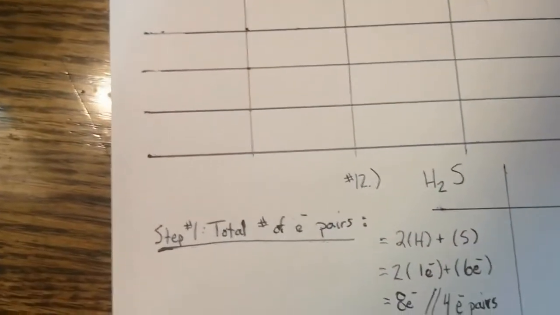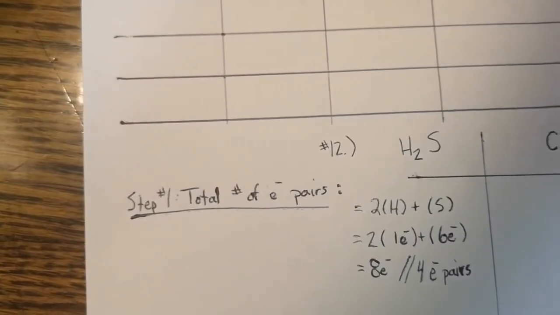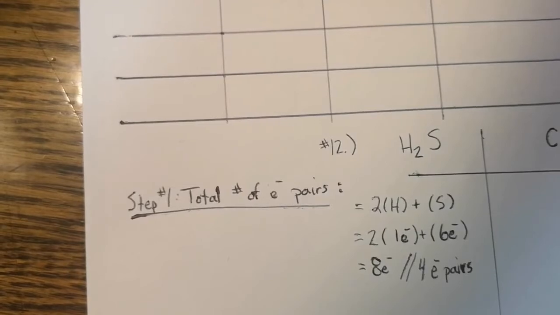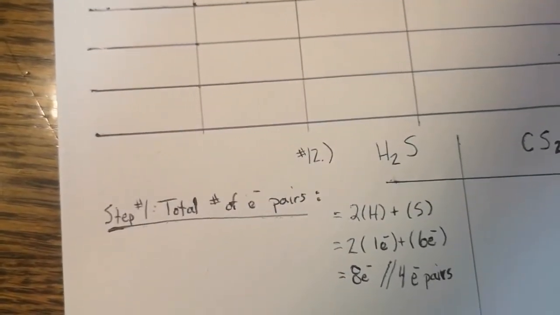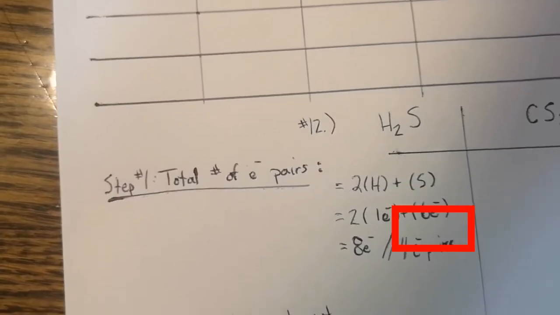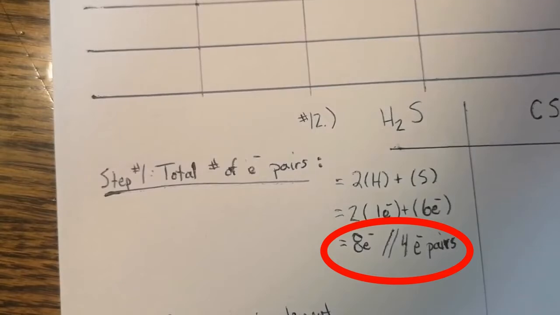So if we were to look at the diagram, the first thing we need to do to draw a diagram, such as question number 12 in the last assignment, is, step number 1, total up the number of electron pairs. There are 2 hydrogen atoms and 1 sulfur atom. Each hydrogen contributes 1 valence electron, each sulfur 6 valence electrons, for a total of 8, meaning that there are 4 electron pairs that should be present in our final diagram.